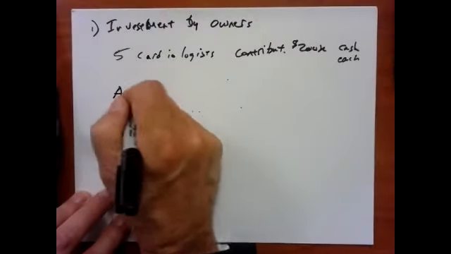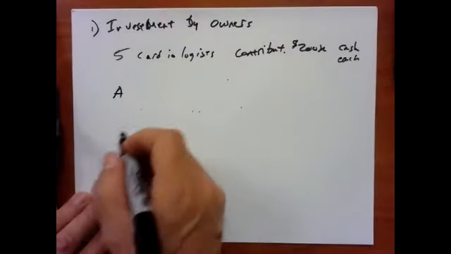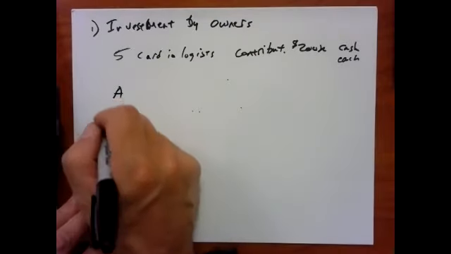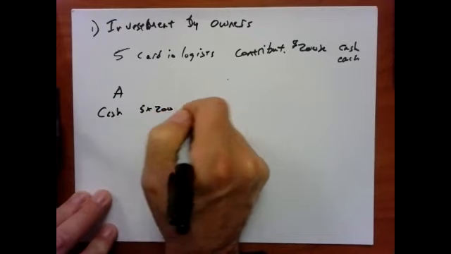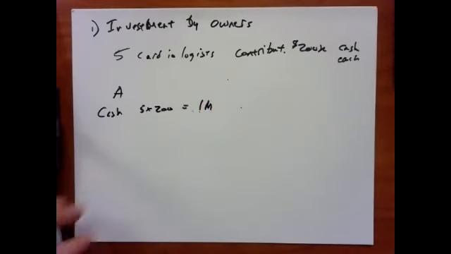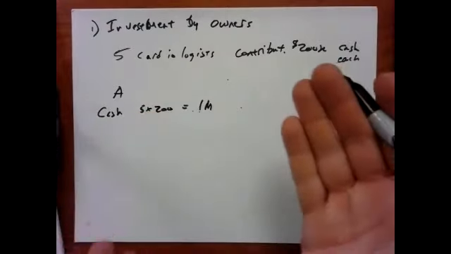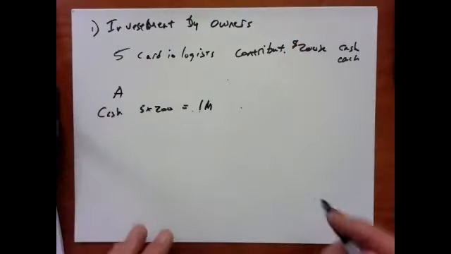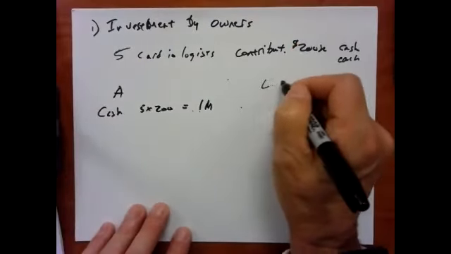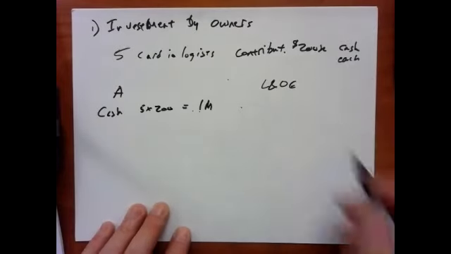So 5 cardiologists contribute $200,000 in cash each. On the asset side, I'm going to abbreviate assets as A, we have cash equal to 5 times 200, or $1 million. Okay. So now on the asset side, the scale has gone way down. So we've got to do something to balance the scales back out.